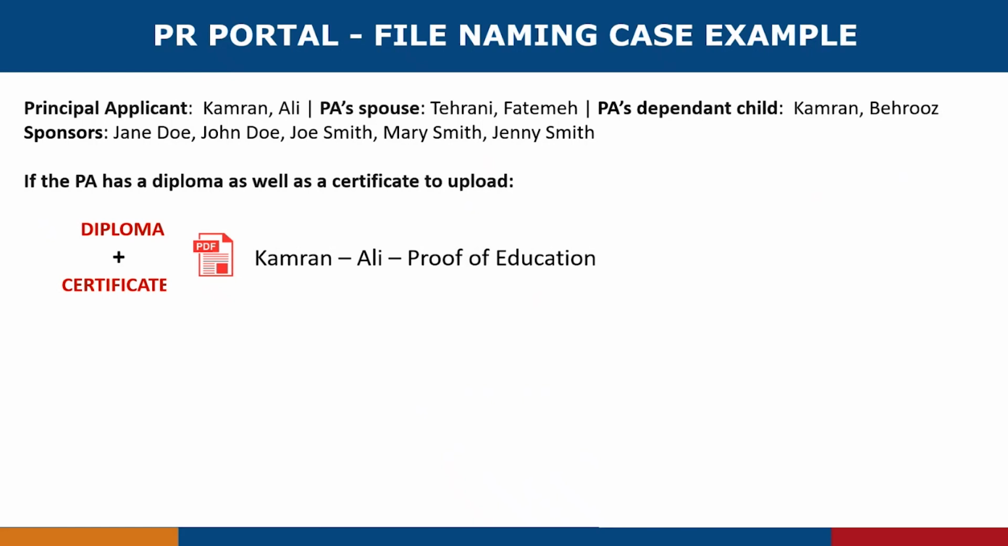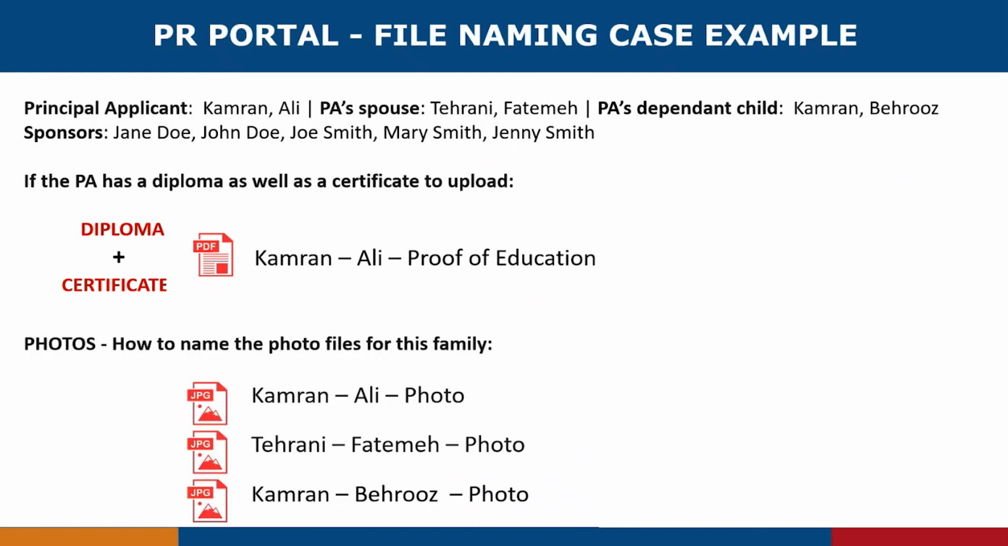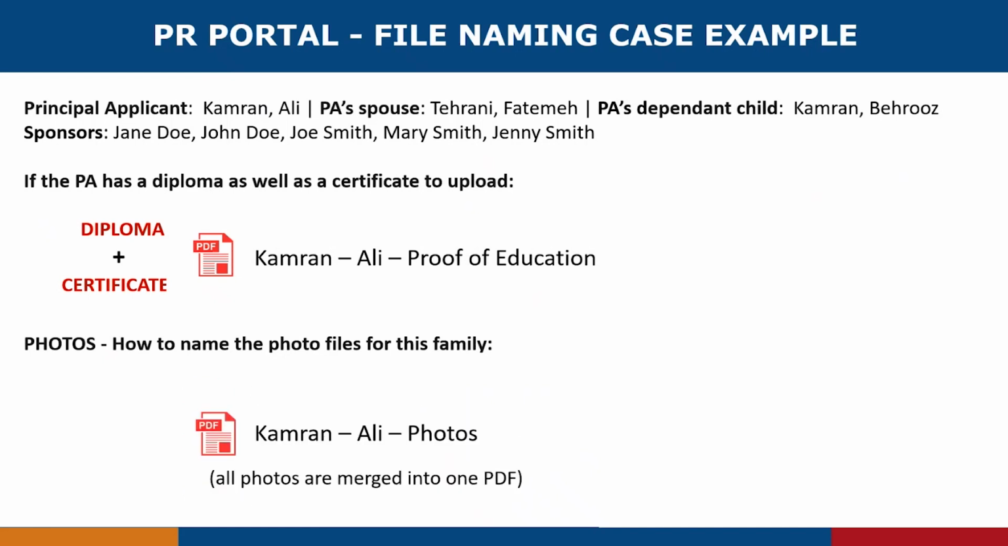When uploading photos for this family, each photo can be uploaded separately, where the file name must include the name of the person in that photo. So for example, this is how each of the photo files would be named for the PA, the spouse, and the dependent child. However, again, if you prefer, you may merge all the photos into one PDF file that is less than 4 megabytes and simply use the PA's name along with the file name of photos.